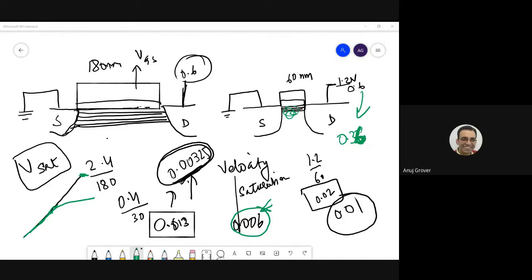But the thing is, first thing, that 6 kT by Q above VT, that 150 millivolts is constant. That is a property of silicon. With scaling, you cannot change that. Even if you reduce the VT, that 150 millivolt will anyways get added up, which is not changing. So that is the reason why you are hitting velocity saturation very fast.